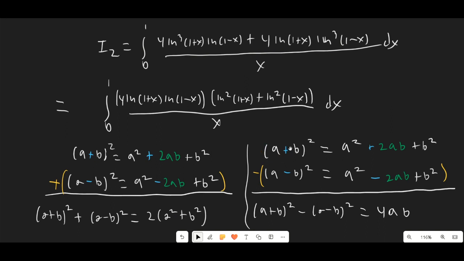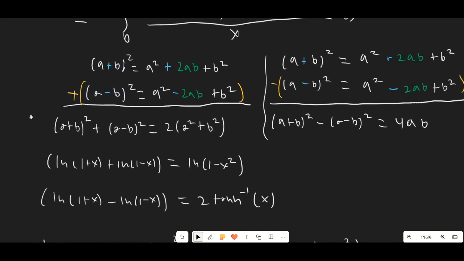And then if we get (a plus b) squared minus (a minus b) squared, then we just end up with 4ab. And the reason we're trying to look at these expressions here is because when you have natural logs that are multiplied by each other, they're incredibly hard to deal with because that's just not the way that natural logs like to work. But when you have natural logs added to each other, they sometimes have really nice forms.